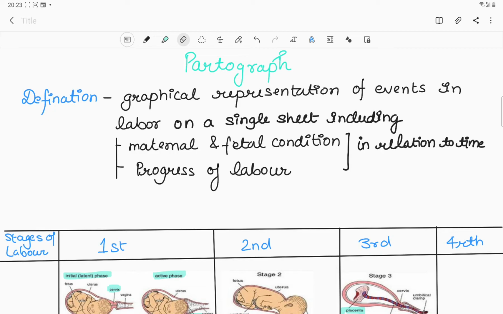Like in the previous video, we talked about fetal skull and pelvis. Today I'll be talking about partograph. In this we will discuss stages of labor, components of partograph and its utility, and then abnormal labor. So what is partograph? Basically, it is a graphical representation of the events in labor on a single sheet, which includes maternal and fetal condition and progress of labor in relation to time.